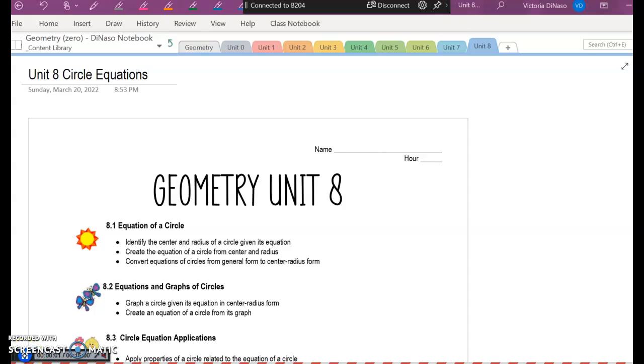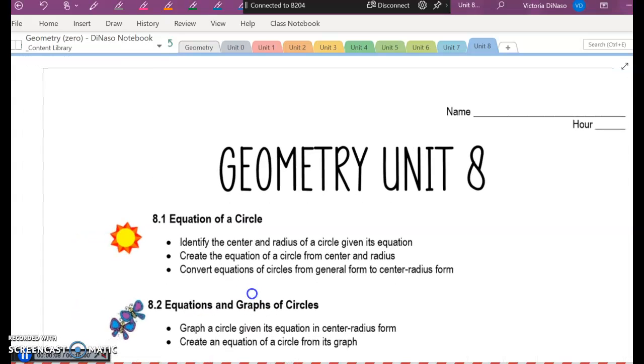We're in Unit 8, which is all about circles, circle equations. So in section 8.1, we're going to identify the center and the radius of a circle, given its equation. And then we're going to create equations of circles from the center and radius. And then tomorrow, we're going to convert equations from general form to center radius form. So we're going to spend 2 days on section 8.1.